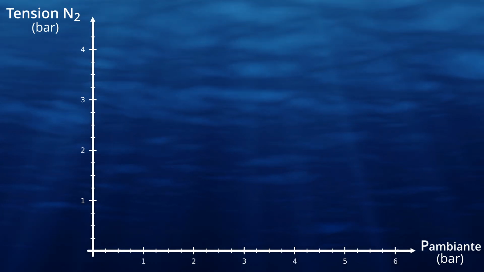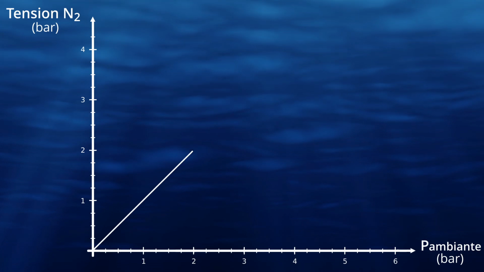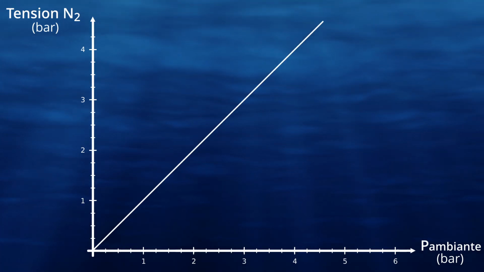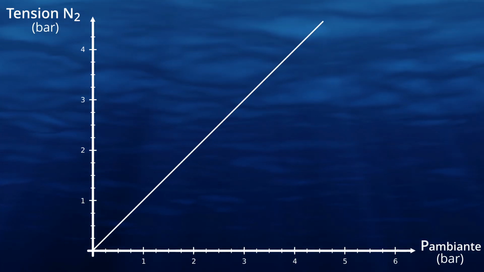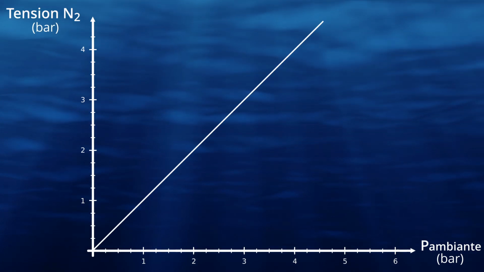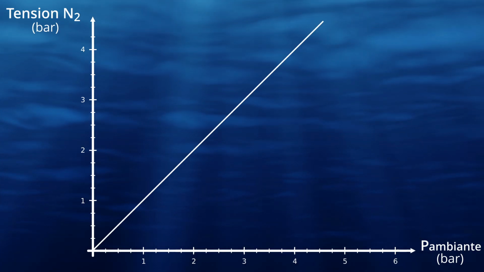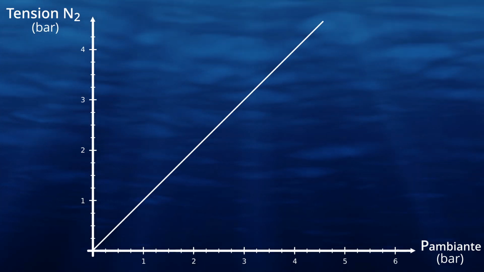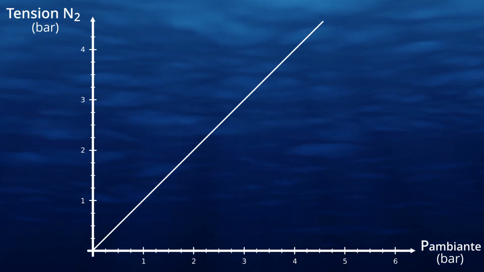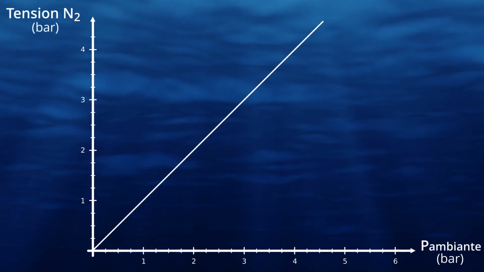The median of these two axes, often referred to as the ambient pressure line, connects the points where the nitrogen tension is equal to the ambient pressure. To the right of this line, the ambient pressure is greater than the nitrogen tension, and to the left it's the opposite. But this line has no real importance.